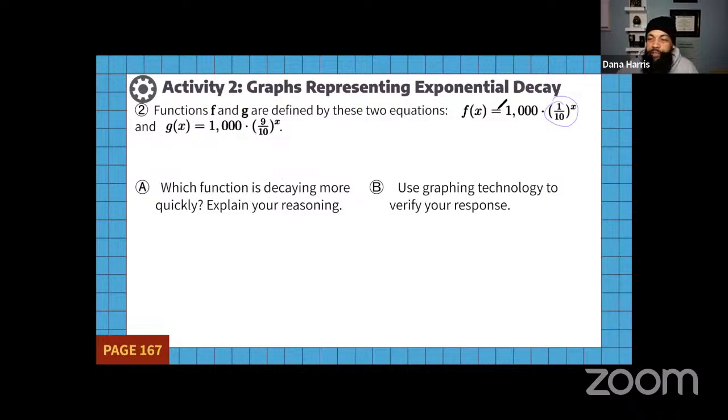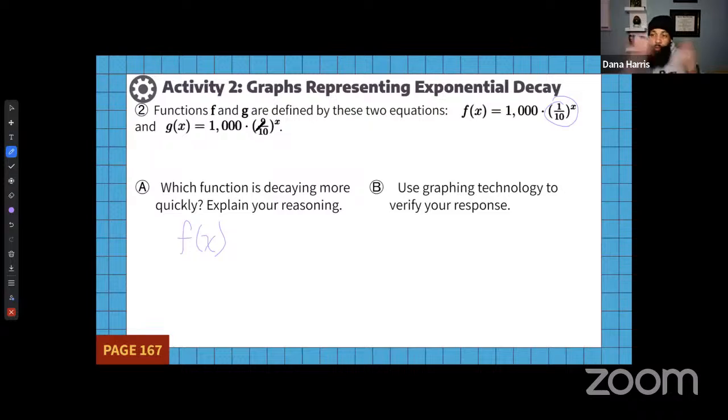So what this is saying, from this $1,000, 1/10 of it is left. All right, so which one is decaying more quickly? f of x is decaying more quickly. Okay. And you can actually see this on a graphing calculator or on Desmos. I don't want to do it right now. So 1/10 of 1,000 is $100 versus 9/10 of 1,000 is $900. So if I go from 1,000 to 100, clearly it's going to decay faster.